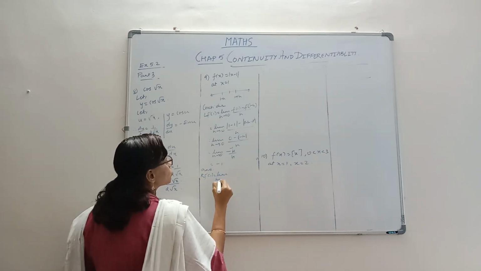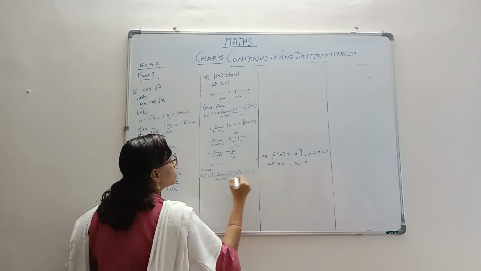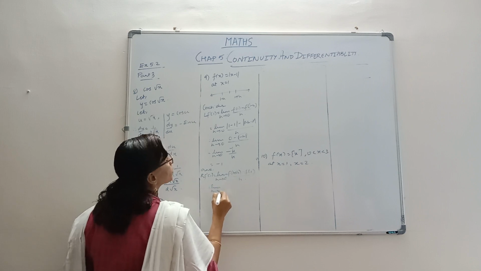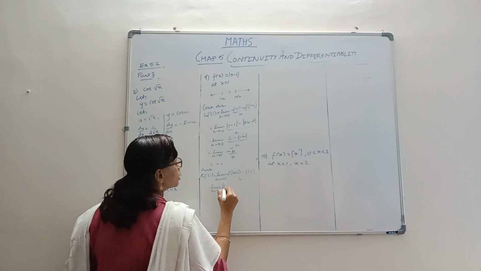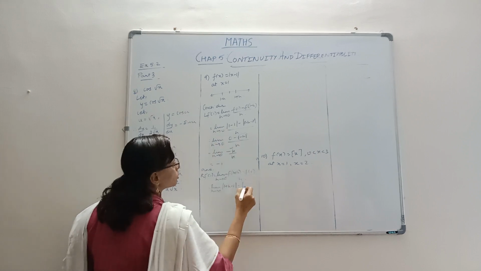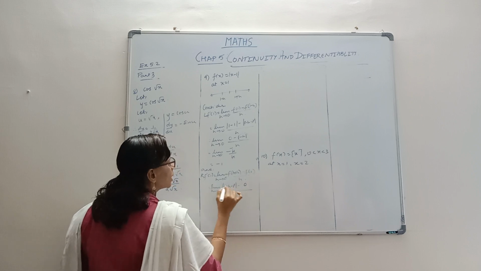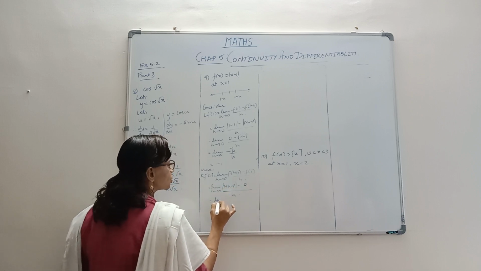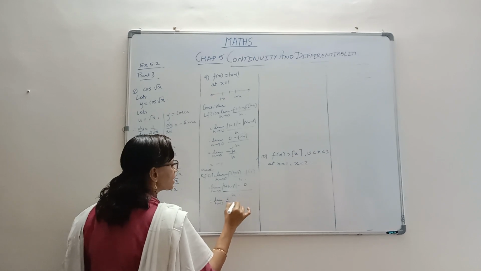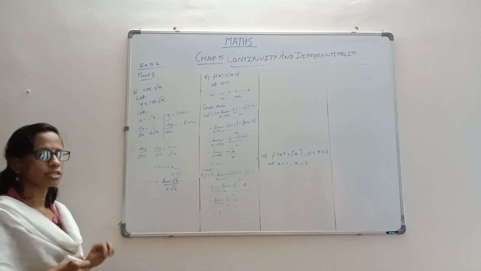Limit as h goes to 0, f of 1 plus h minus f of 1, by h. Again, let's apply the definition. We know f of x is modulus of x minus 1. So modulus of 1 plus h minus 1. This we already know, it is 0, so no need to do it again. If you want, you can do it also. 1 plus h minus 1, modulus of h is h. So what happens? h by h on cancelling gives you 1. So under limiting situations, the answer is 1.